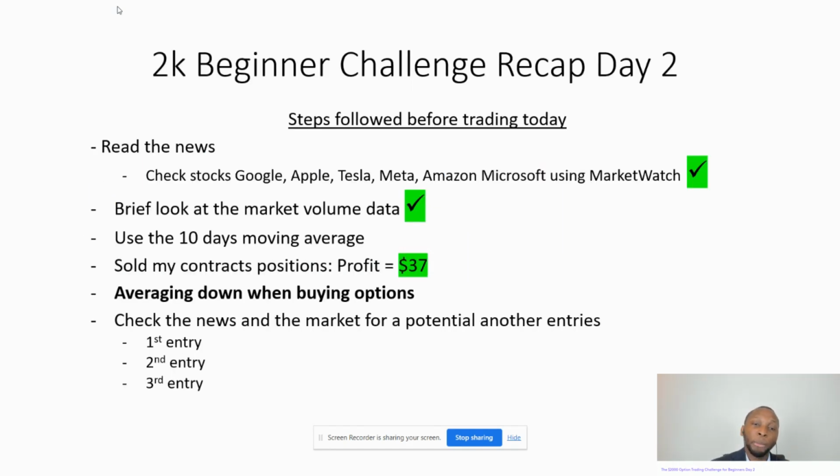So this is approximate. This is the recap for day number 2. I briefly looked at the market news and volume, and I somehow used the 10 day moving average. I'm not an expert yet. Again, I'm sharing this trip with you as a beginner. I didn't get into the details, but feel free to let me know if you're interested, and I will bring more details. I sold all my contract positions and I made a profit.